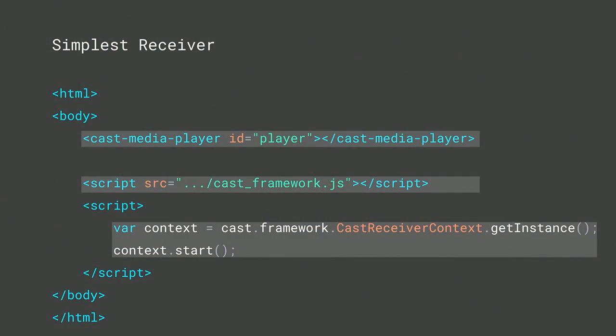So now let's jump into the code. The code we have here is the simplest code to create a receiver application. You start by creating a custom element, adding the Cast media player, and then adding one JavaScript library, the Cast Framework JS. Then you grab an instance of the Cast receiver context and call start. That's all the code you have to write. This receiver will work, it'll play, it'll pause, it'll scrub, and it'll have voice control ready for you.